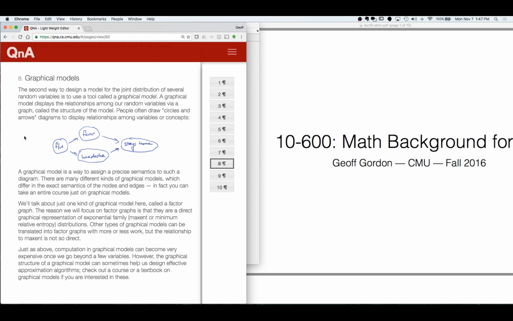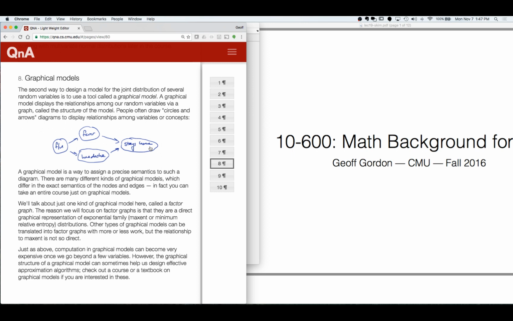So here's an example where we have 4 random variables: flu, fever, headache, and stays home. And the edges in the graphical model tell us what the relationships are among these variables. So in this graphical model, flu is related to fever and to headache, and fever and headache are related to stays home. So there are many, many, many different kinds of graphical models.